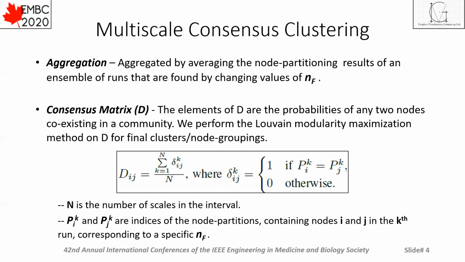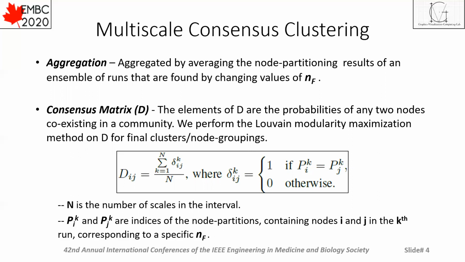The delta function in the equation is 1 if nodes i and j are in the same node partition P in the kth run. Otherwise, the delta function is 0. We perform Louvain community detection on the network represented by D to find communities and measure modularity and Jaccard similarity values.